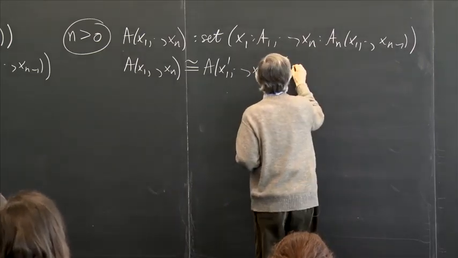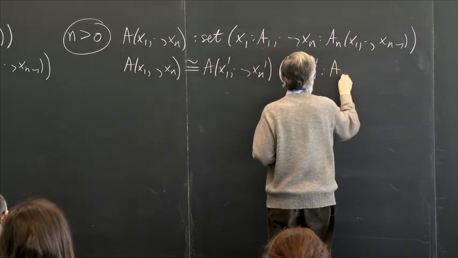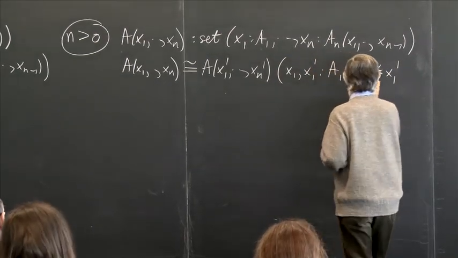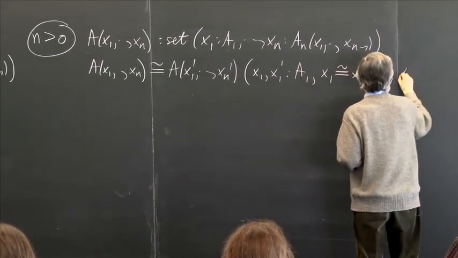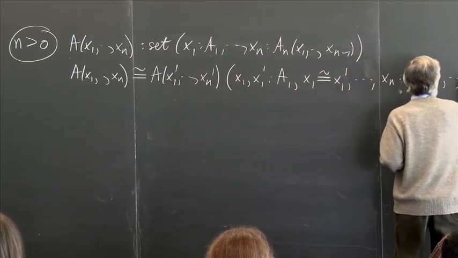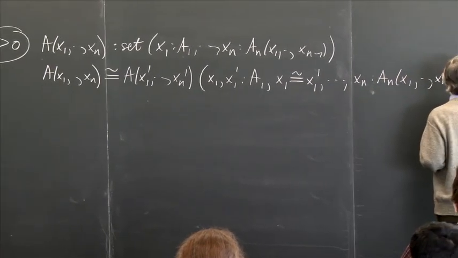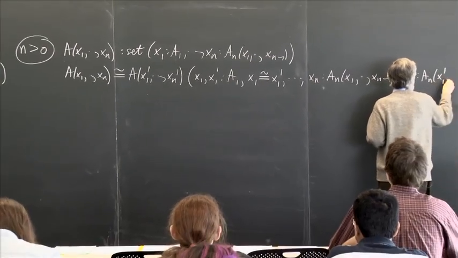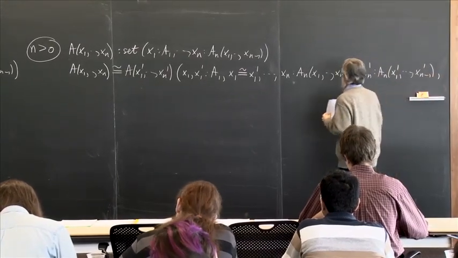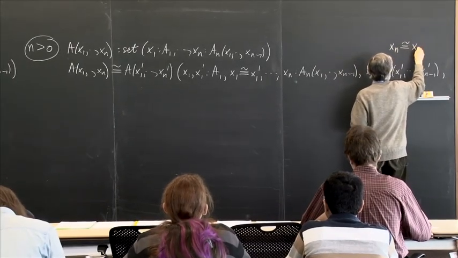And I guess we have x1 and x1 prime in A1, and x1 is related to x1 prime, and so on. xn in An of x1 up to xn minus 1, and xn prime in An of x1 prime up to xn minus 1 prime, and finally xn related to xn prime.